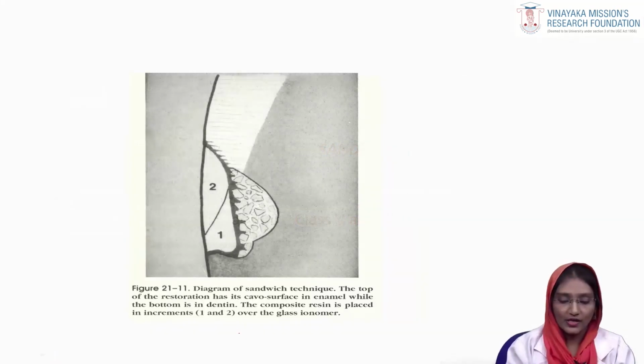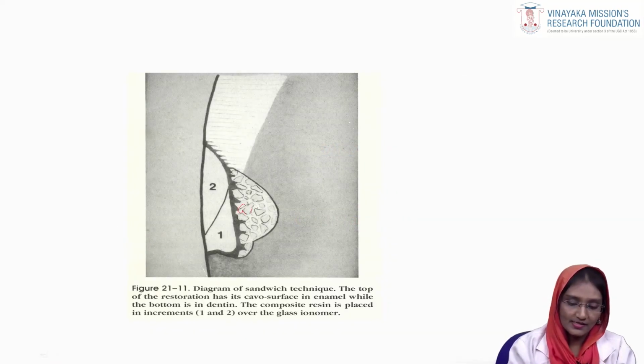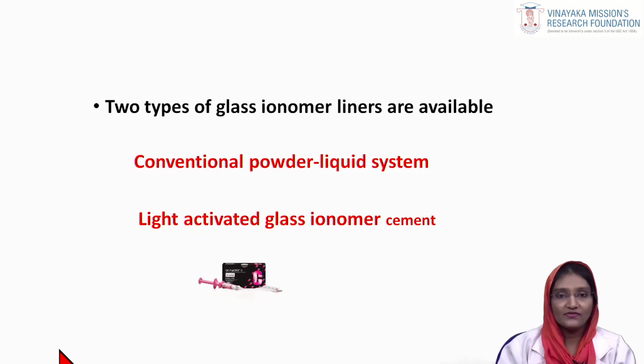So in this picture you can see the placement of the GIC restoration, and the composite restoration has been placed over this GIC restoration by increments. There are two types of glass ionomer liners available. One is the conventional powder liquid system and the other one is the light activated glass ionomer cement.